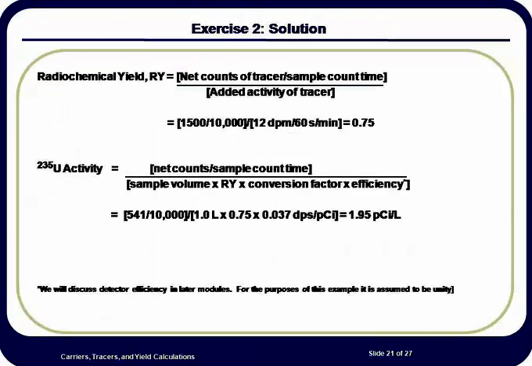The first step is to determine the radiochemical yield based on the uranium-232 activity determined. You should have calculated 0.75. Remember, yield is a dimensionless quantity. The final activity of the U-235 is 1.95 picocuries per liter.